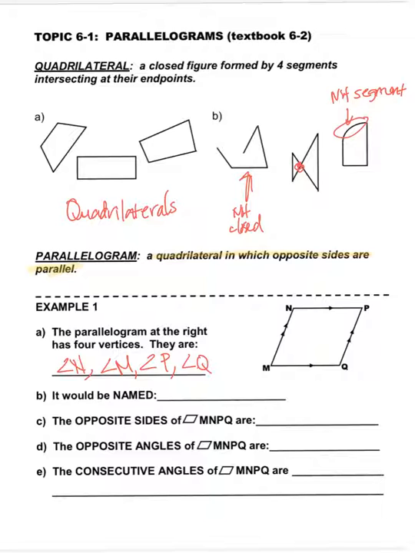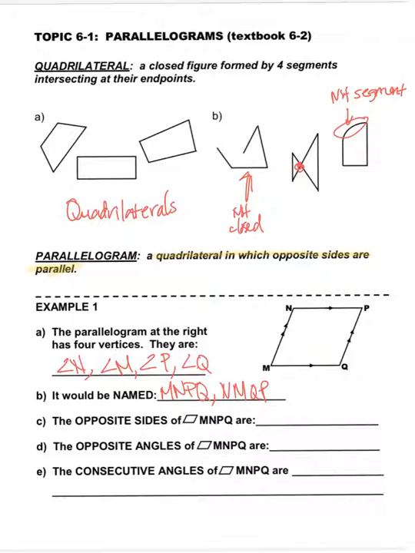For B, it would be named by the vertices. So one way we can name this is M, N, P, Q. Another way you can name it is you can start at any point, go clockwise or counterclockwise. So I could have said N, M, Q, P as well. So just pick one point, then go either clockwise or counterclockwise.